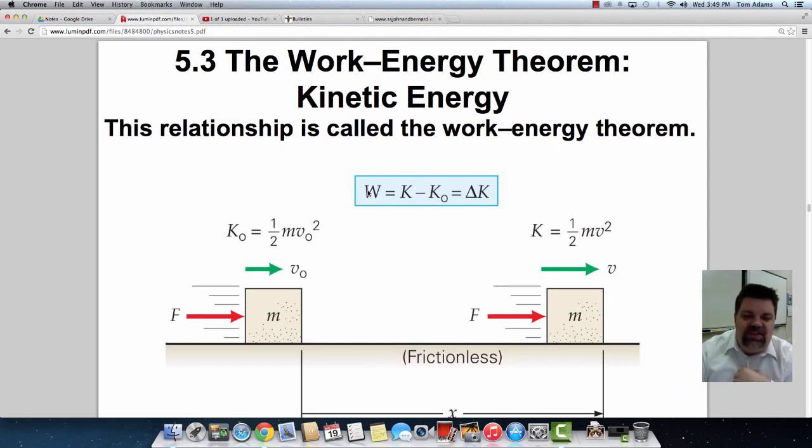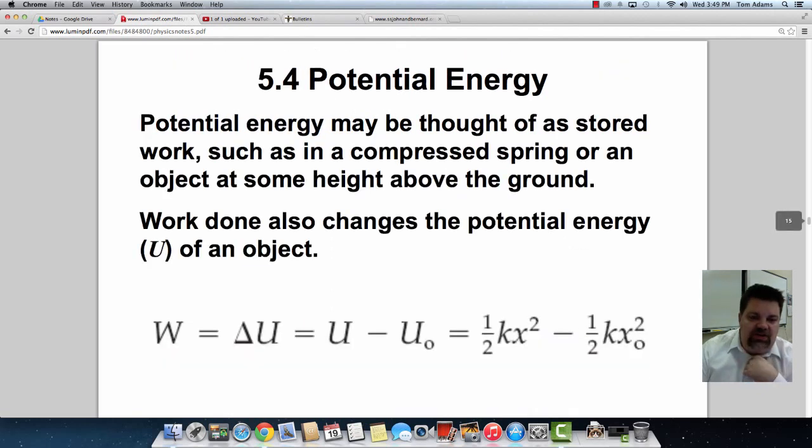So potential energy may be thought of as a stored energy, such as a compressed spring or an object really high above the ground. And so the work done also changes the potential energy. So just like work is equal to the difference in kinetic energy, it's the difference in potential energy. And so if we're thinking about a spring, to calculate the potential energy of a spring is 1/2 times the spring's constant k times the displacement squared. And so we have, again, a final force and an initial force times a displacement. That's where we get the x squared from.